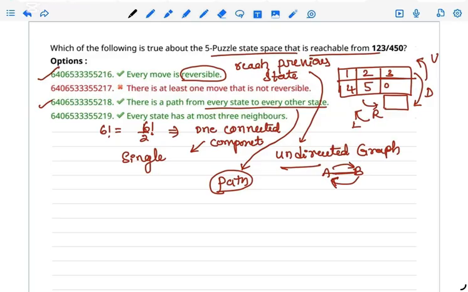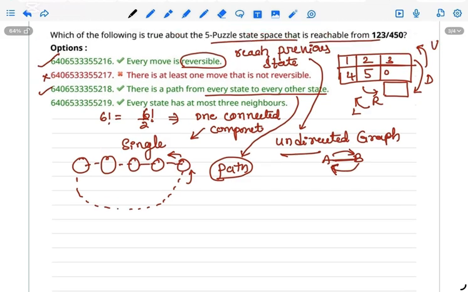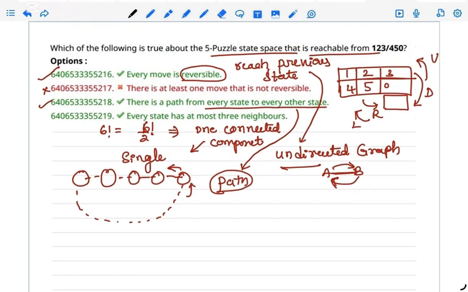Because all the moves are reversible, all states are connected in a loop, forward and backward, in the clockwise or anti-clockwise direction. That is, we can reach every reachable state. So option B, "is not reversible", is wrong, because we can reach the previous state. We can go back in a sliding puzzle; we can reach the previous state.